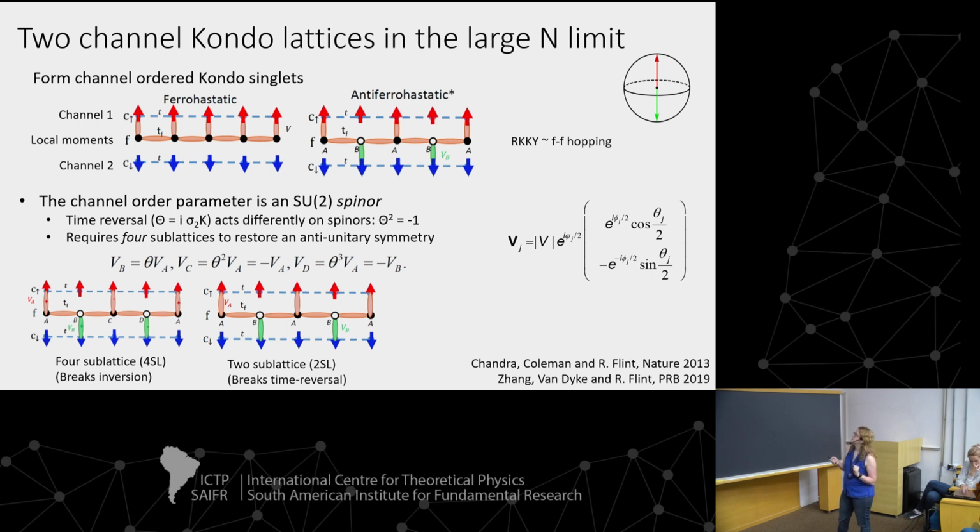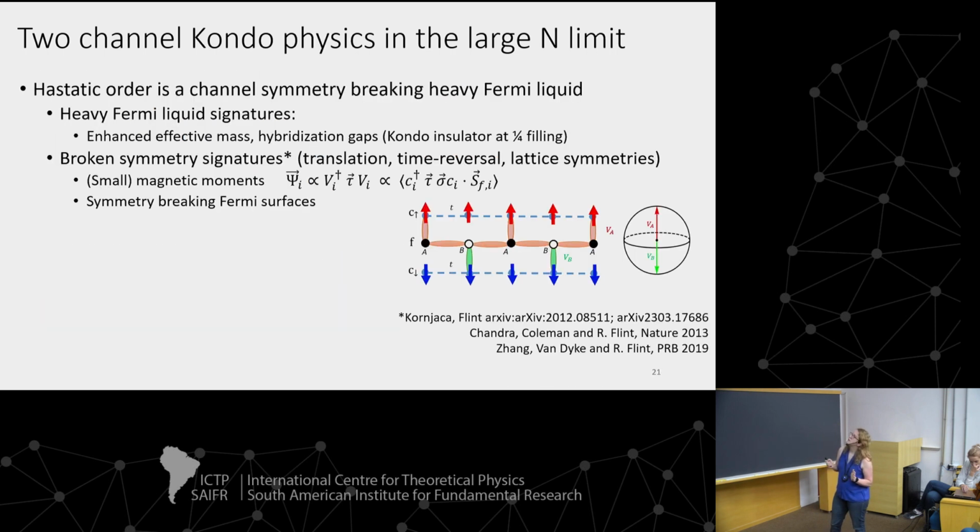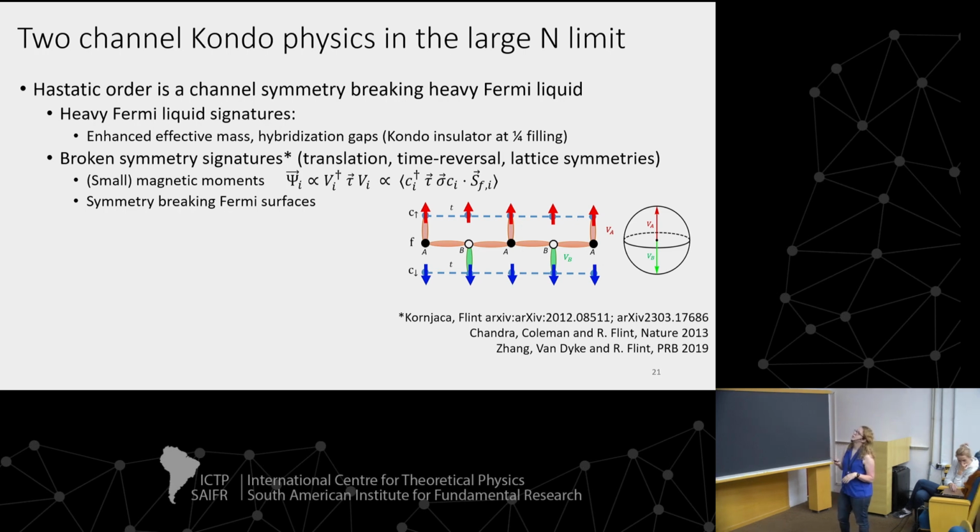So that's, okay. At any rate, this is sort of the basic idea, and it can be very complicated. Look, you have these Kondo singlets, they break a symmetry, and they can break translation symmetry as well as the channel symmetry and make different combinations. Basically anything you can get in magnetism, you can get in these kinds of pictures. Okay, so in the large N, just to recap what we find, it's a channel symmetry breaking heavy Fermi liquid. So we see heavy Fermi liquid signatures, and we see broken symmetry signatures.